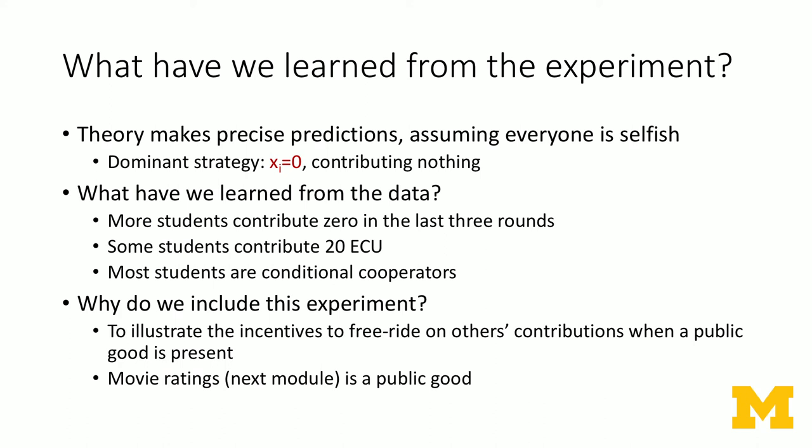So what have we learned from this experiment? Again, we show that theory makes very precise predictions, assuming everyone is selfish. If everyone only cares about their own payoff, the dominant strategy, or the equilibrium strategy, is to contribute nothing. What have we learned from the data? We see that more students are contributing nothing in the last three rounds, but some students contribute everything. And most students are actually conditional cooperators, meaning they basically match what everybody else contributes.